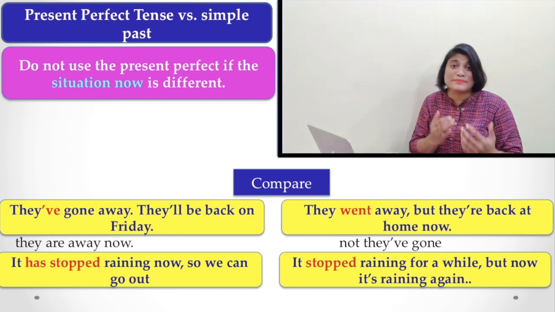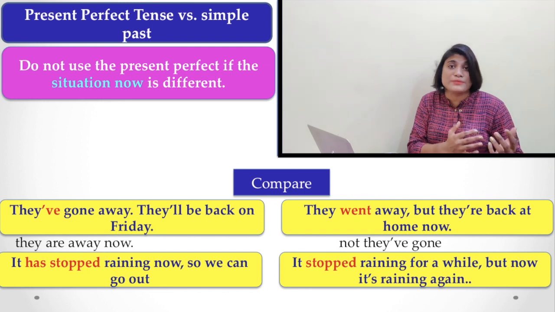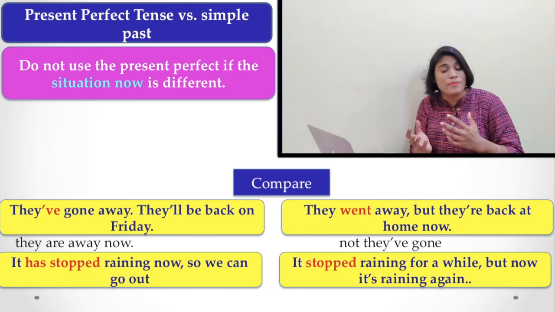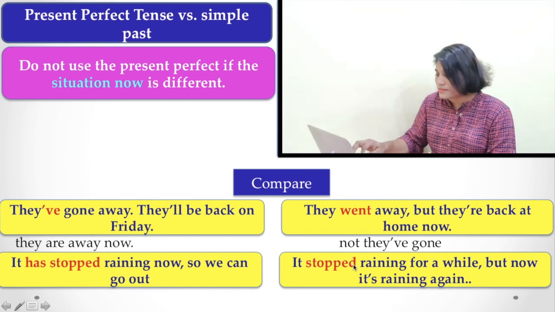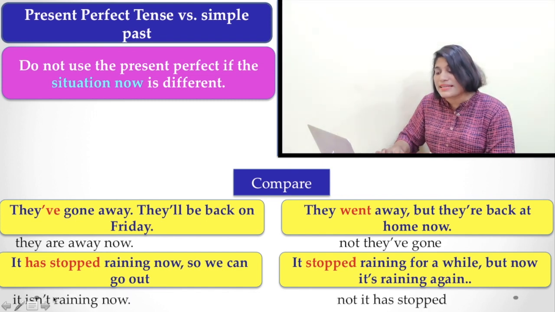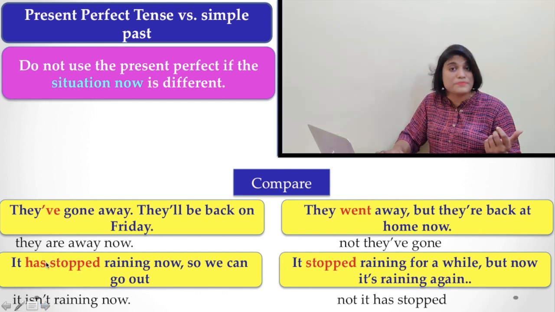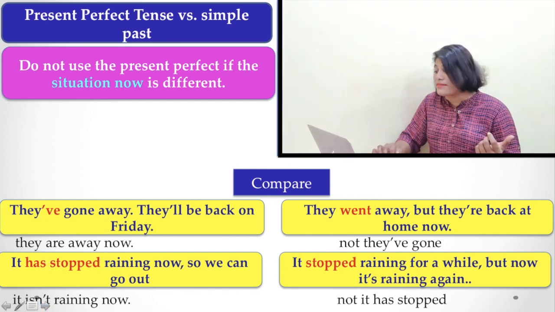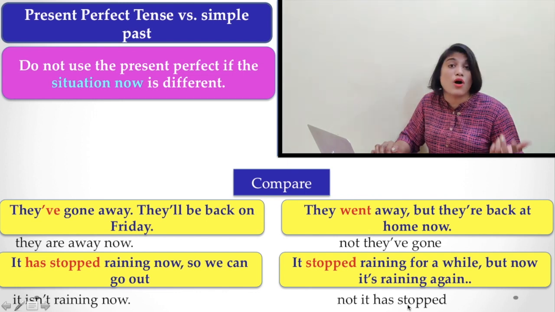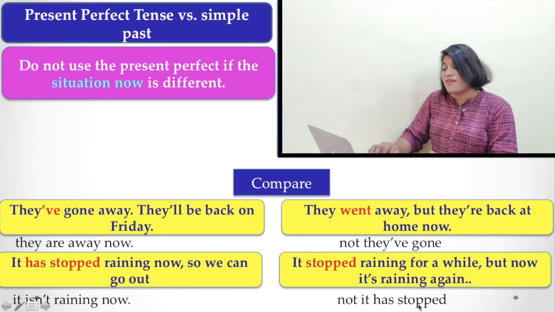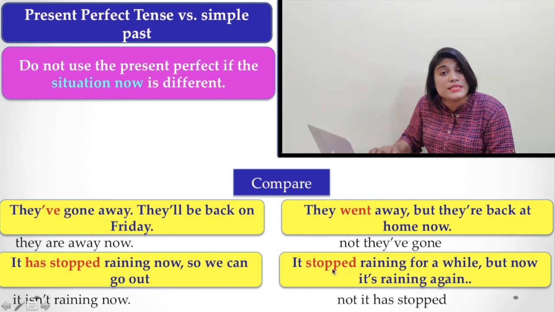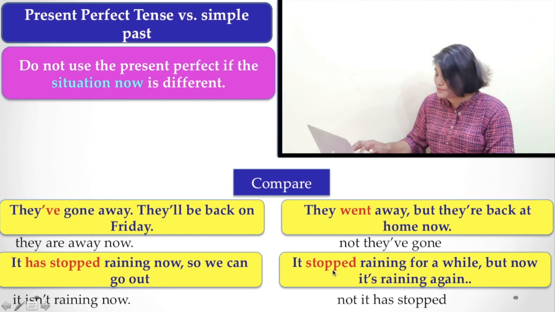So you have to explain the previous experience, that is the rain stopping, in a simple past tense. So here, it isn't raining now, so you have to use simple present perfect tense here. But here it hasn't stopped. It has stopped, but started raining again. So you have to use simple past tense here.